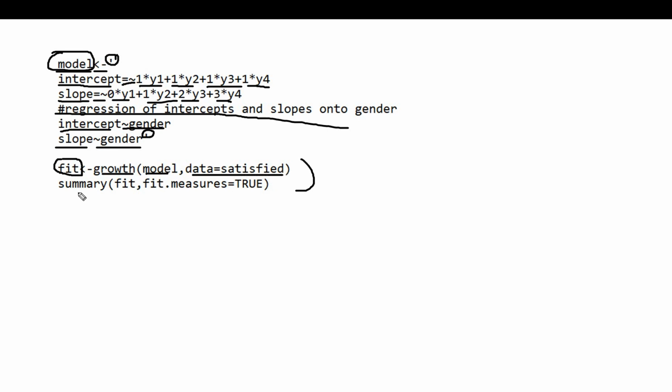Again, there's data equals satisfied, summary, and fit right here. So basically the name of this object is being put right here. I have a comma, and then I like to ask for fit indices. So I'm going to request fit, use the argument fit.measures, and set that equal to true.